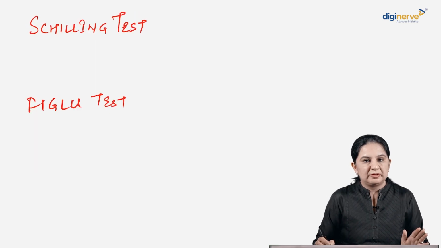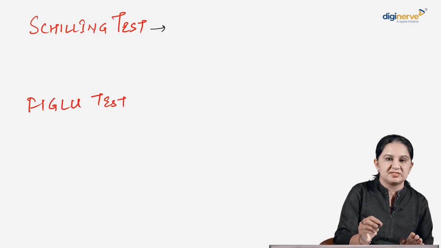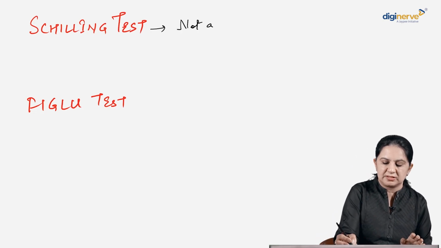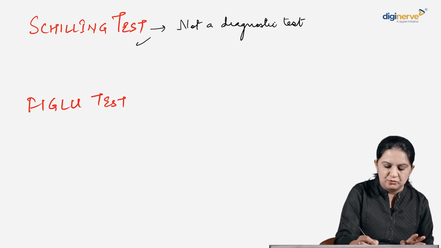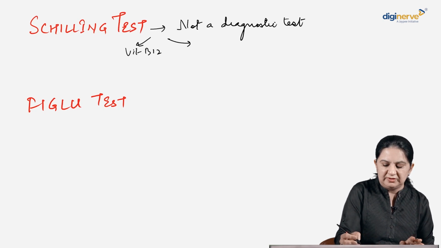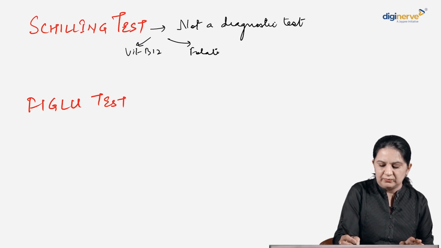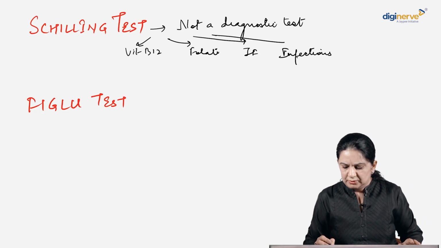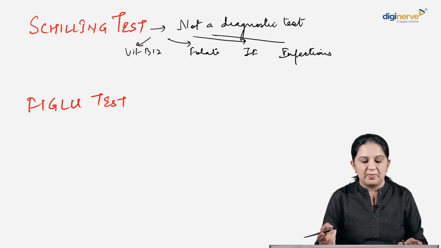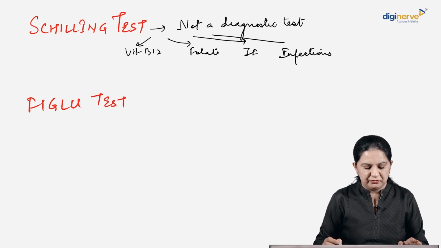So we also need to know about the Schilling test and FIGLU test in megaloblastic anemia. Schilling test, please remember, this is not a diagnostic test, and it is not done these days also. It basically helps to know the etiology, whether it is due to vitamin B12 deficiency, folate deficiency, intrinsic factor, or any infectious causes that can cause malabsorption and in turn B12 or folate deficiency.